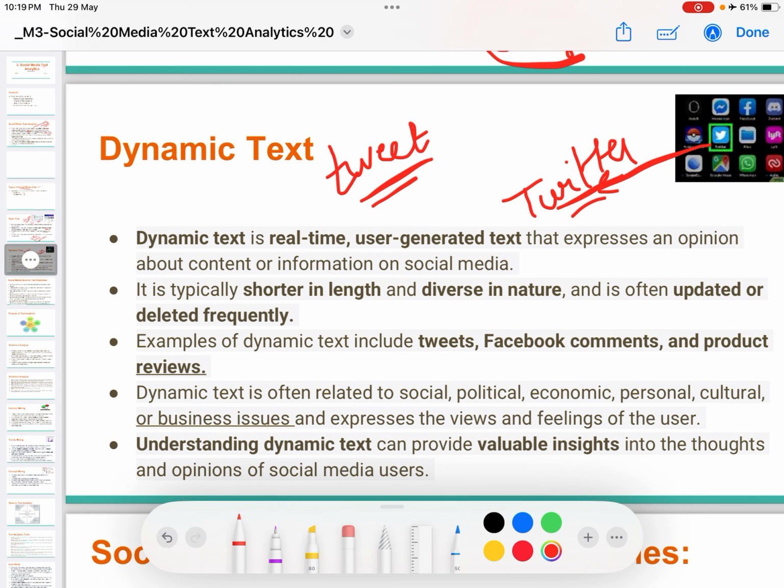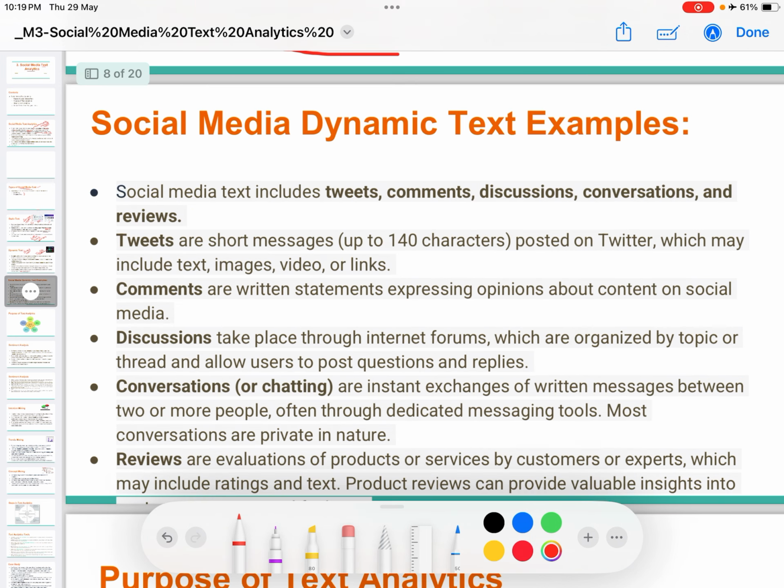Examples include tweets, Facebook comments and product reviews. Dynamic text is often related to social, political, economical, personal, cultural or business issues and expresses the views and feelings of the user. Understanding dynamic text can provide valuable insights into the thoughts and opinions of social media users. Social media dynamic text examples. Social media text include tweets, comments, discussions, conversations and reviews.